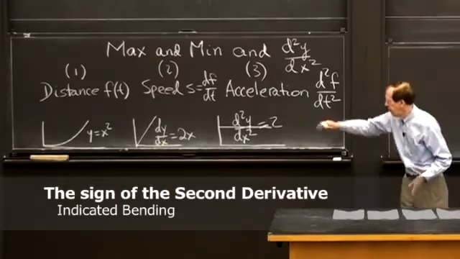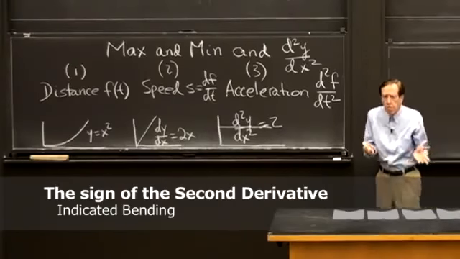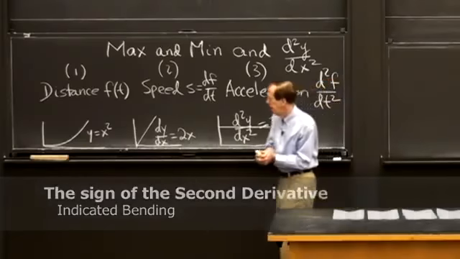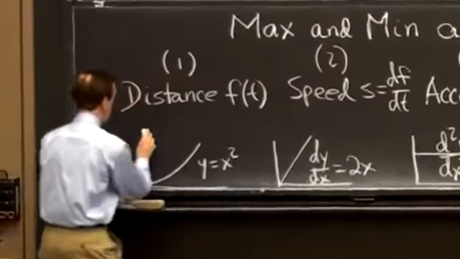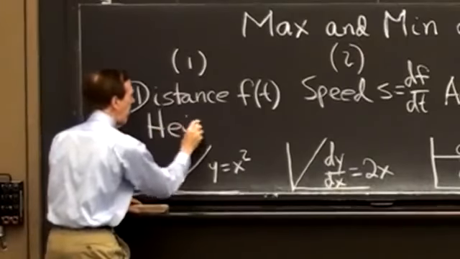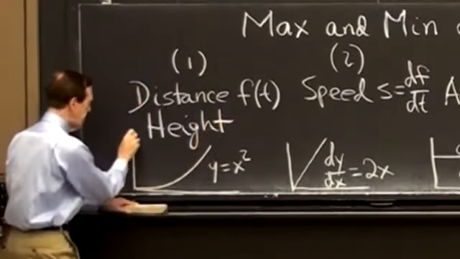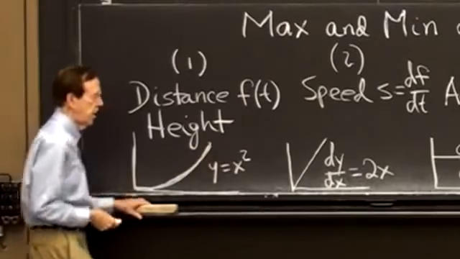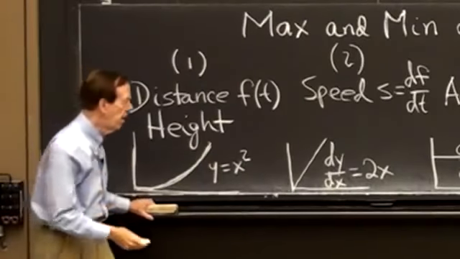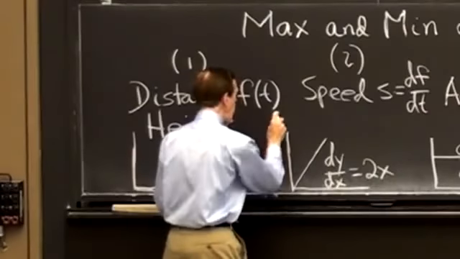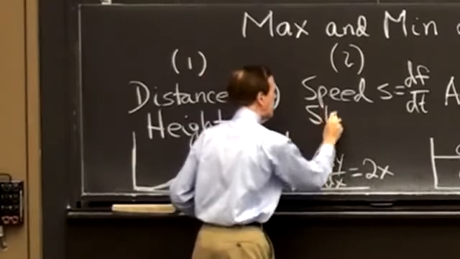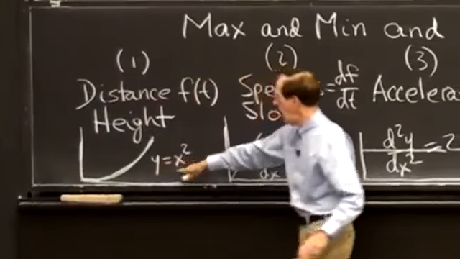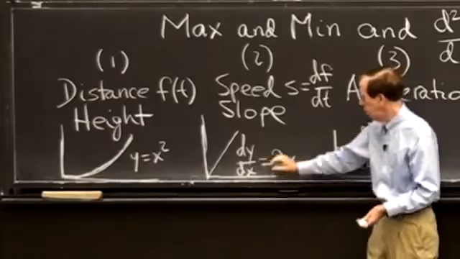For a graph, like these graphs here, I won't specially use those physics words, I'll use graph words. So I would say function 1 would be the height of the graph. And in this case, that height is y equals x squared. So it's a simple parabola. Here would be the slope. I would use the word slope for the second function. And the slope of y equals x squared, we know, is 2x.